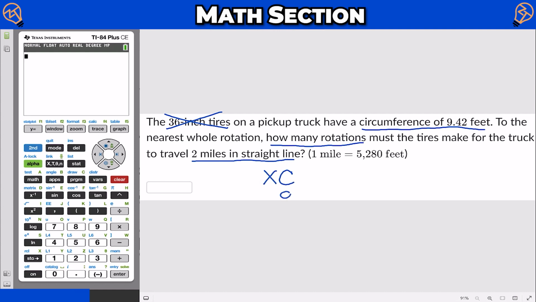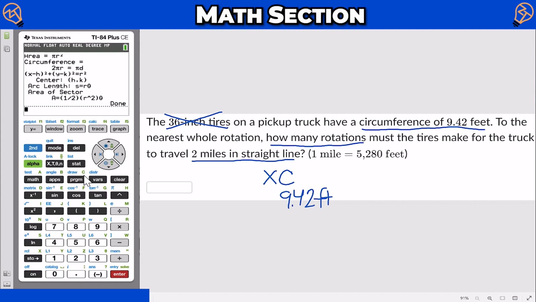Well, we already know the circumference is 9.42 feet. We don't actually need to know what the formula for circumference is. If we did, we could go to our program, circles, which is program number 9, and we could recall the formula is either 2 pi r or pi d. But again, we don't actually need that for this particular problem, but it's good to know for future reference.